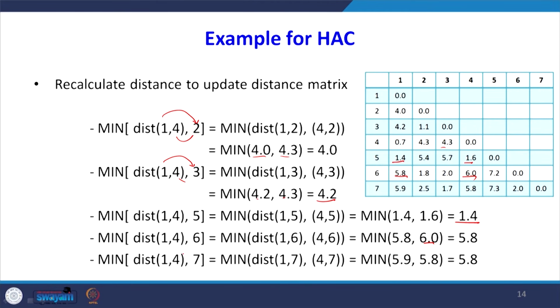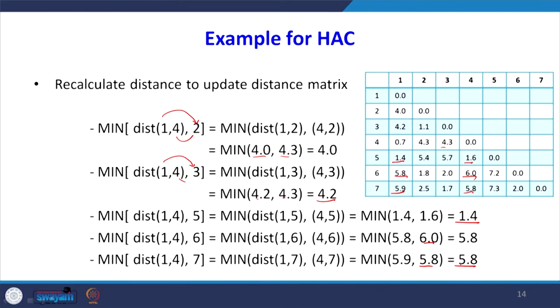Because we formed one cluster. So from this cluster there are 2 objects, 1 and 4. From 1 and 4, how far away is 7? So two ways we have to do: 1 and 7 we have to find the distance, and 4 and 7 we have to find the distance, whichever is minimum has to be kept. So 1 and 7 is this one, 5.9, 4 and 7 is 5.8. So minimum value is 4.8.